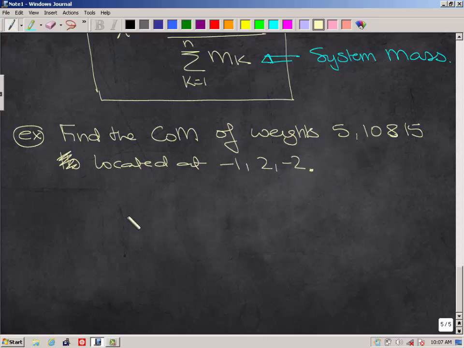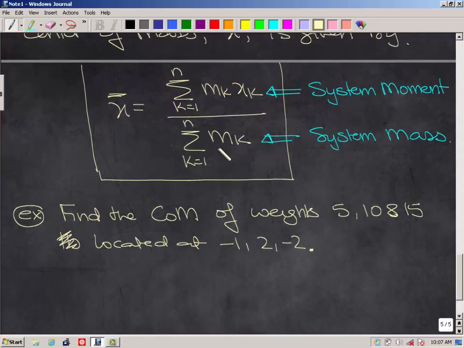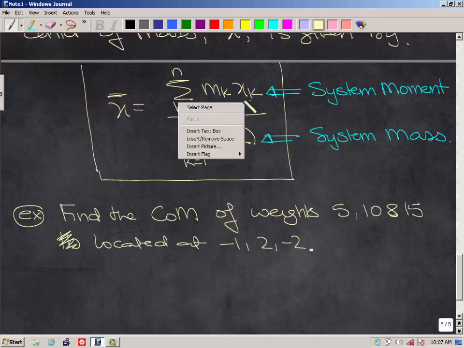So to find the center of mass, what do we do? We add up all the masses. That'll give us a system mass, and we find the system moment, which is just the sum. We are going to add up the product of mass and distance. Do you guys follow? And that's all it is.